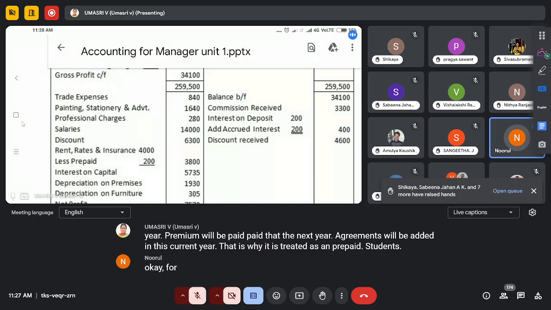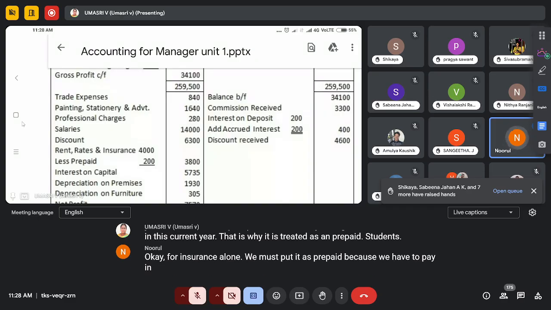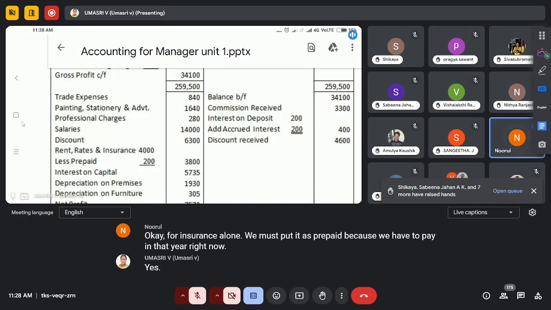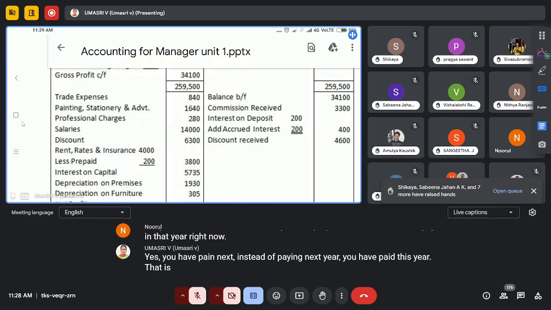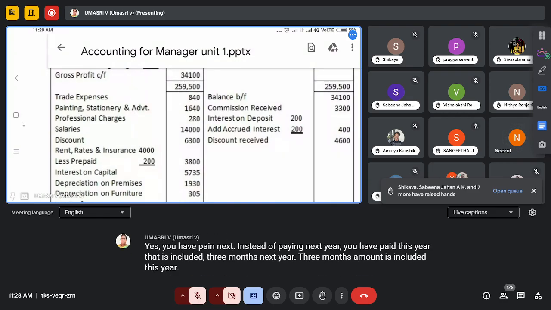Okay, ma'am. For insurance alone, we must put it as prepaid because we have to pay in that year, right, ma'am? Yes, you have paid this year instead of paying next year, so that is included. 3 months of next year, that amount is included this year. So that is treated as a prepaid expenditure. That means you have paid in advance.